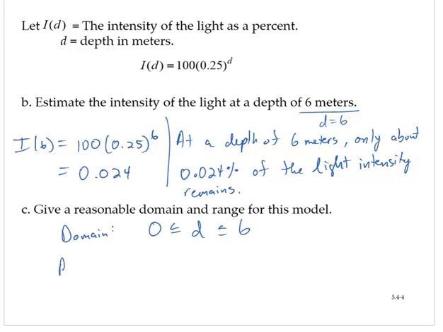Now for the range, we already found that we have 0.024 as the value when the depth is 6 meters. And we know the maximum intensity of the light is 100%. So for I of D, I would put the range at 0.024 to 100.